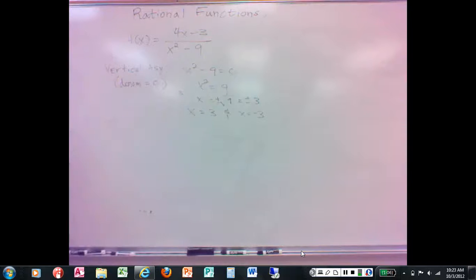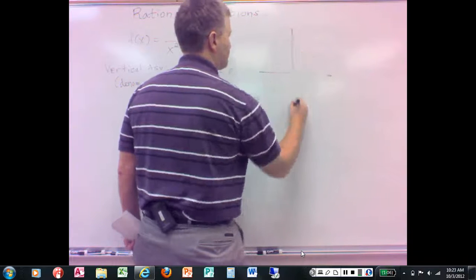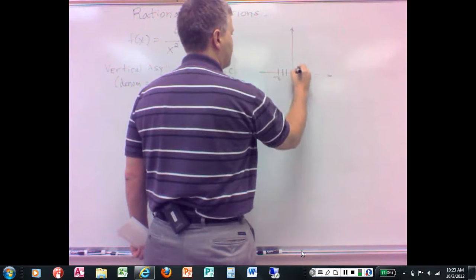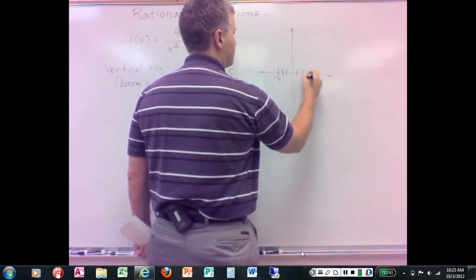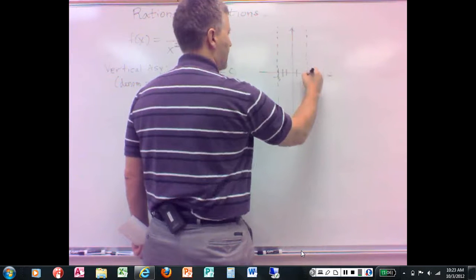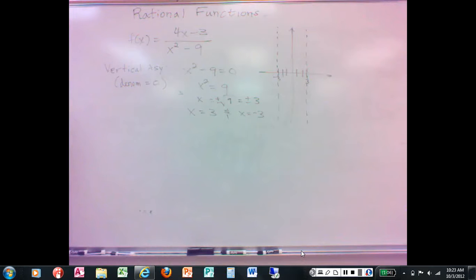Both are vertical asymptotes, so I've got two vertical asymptotes here, negative 3 and positive 3. So a graph of a rational function can have more than one vertical asymptote, and this one does. All right, horizontal.